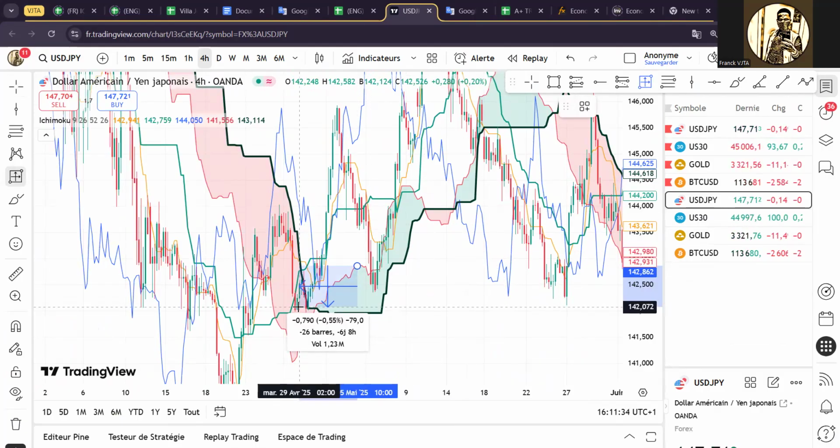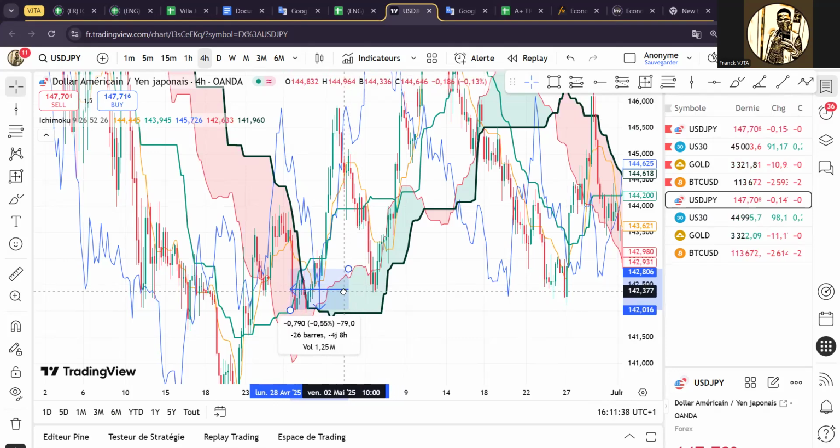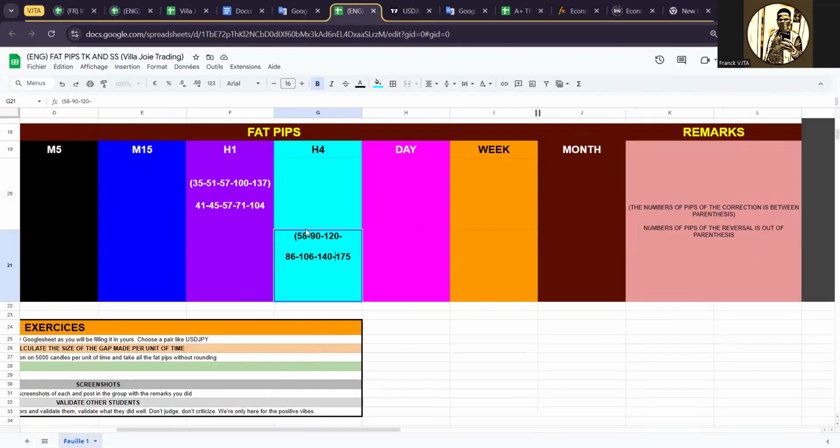that made the price reverse, right? This number of pips. Which one even? This one. 65. 65 pips in 4 hours. So let's stop at this. Let us stop at this point.